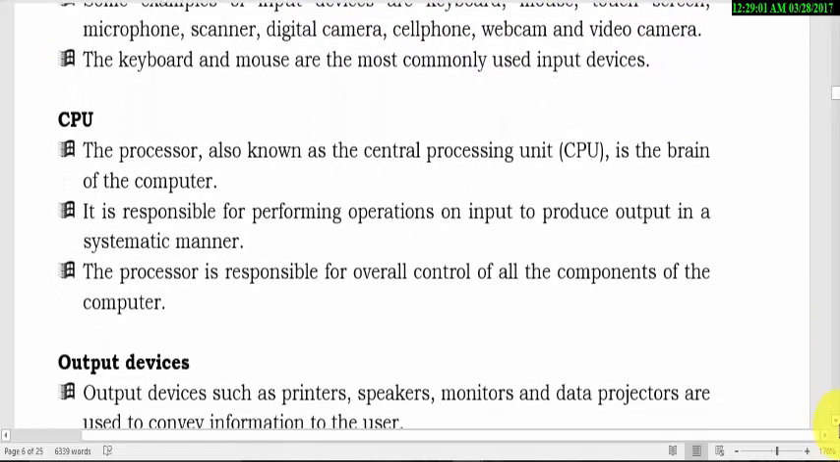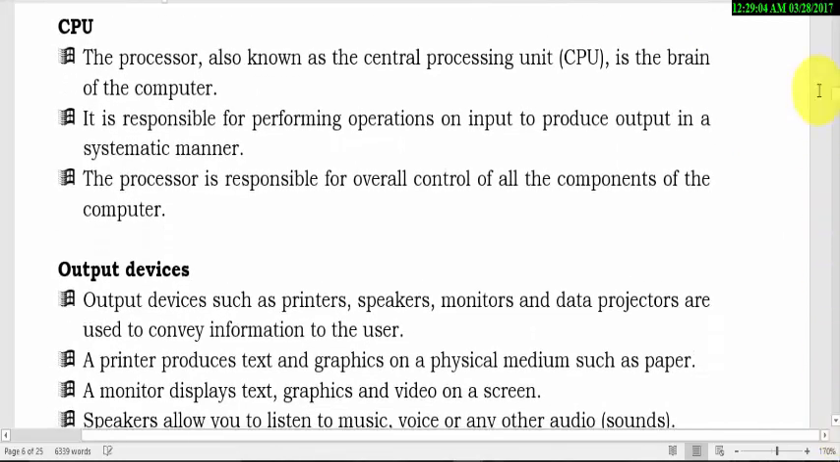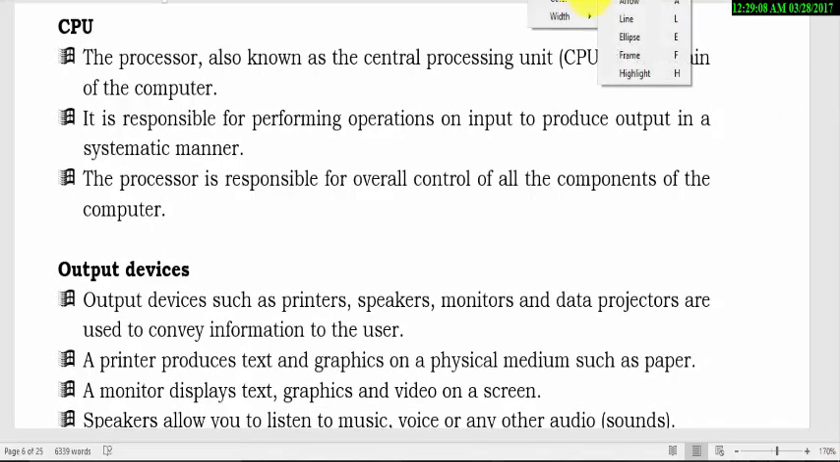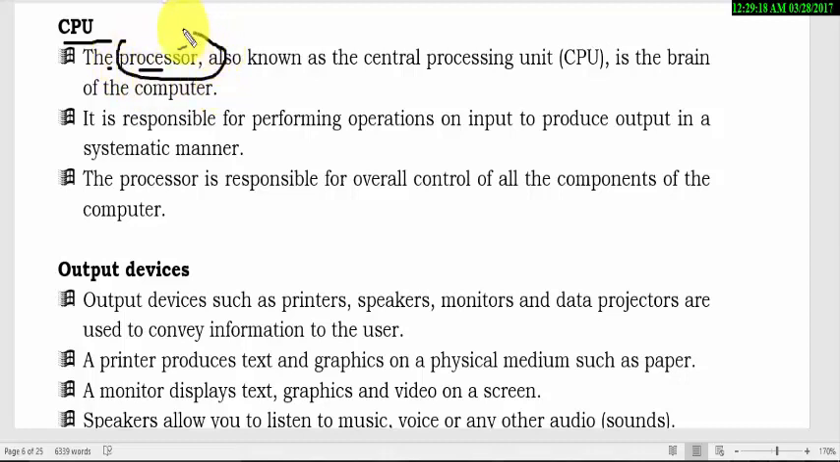So we look at the CPU, which is called the processing device. This is the CPU, the central processing unit. The other name for the central processing unit, or the CPU, is the processor.